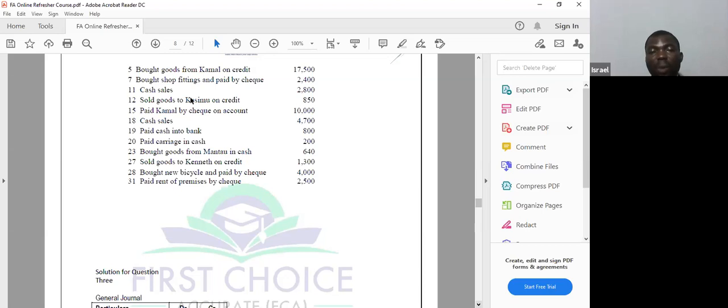Because it's on credit, the way we treated purchase on credit, we're going to treat sales also on credit like that, but on a different journal. We open purchase journal for credit purchase, while we are opening sales journal for credit sales. Okay, so we move on.